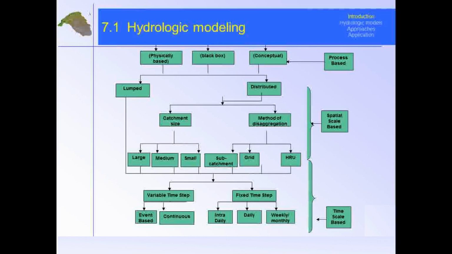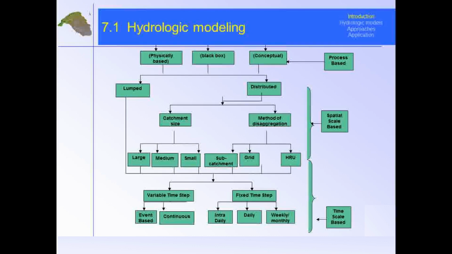If you just look at MIKE SHE, for example, it is a physically based model. Black box, for example, artificial neural network, it's a black box model or system theoretic model. Conceptual model, for example, Nash model. It's conceptual model from your studies in applied hydrology, Nash model. So on the basis of process, you can represent in very much detail, like in physically based or white box models, or very coarse, like in black box or system theoretic models, or somewhere in between in conceptual models.